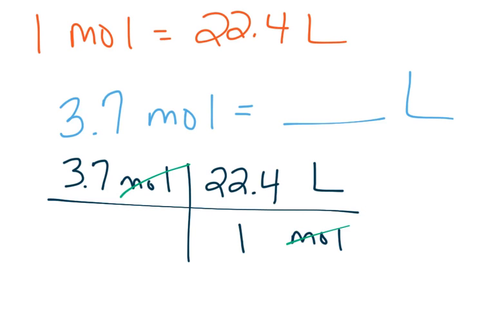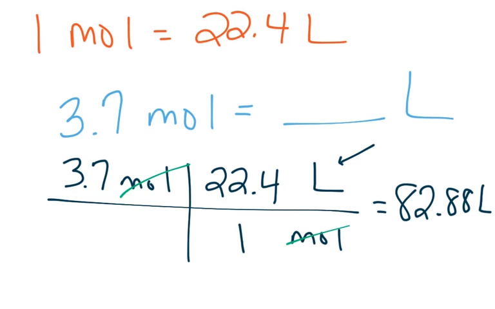Okay, 1 mole is 22.4 liters. Then, to solve the problem, this becomes a basic fraction. We multiply across the top, which is 3.7 times 22.4, divided by what's on the bottom, which is 1. And you get 82.88. Liters is my unit, because that's the only one that's left.